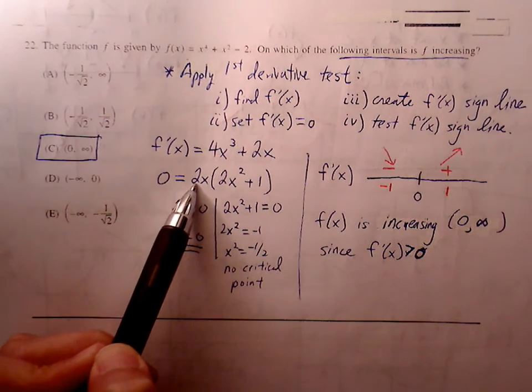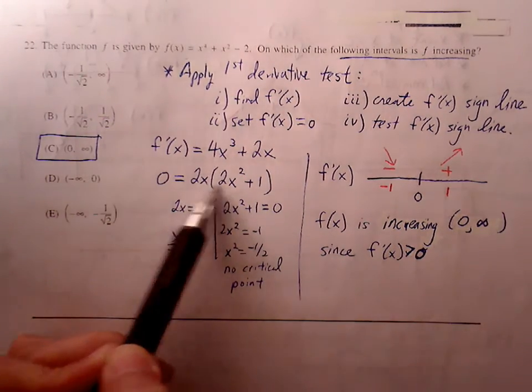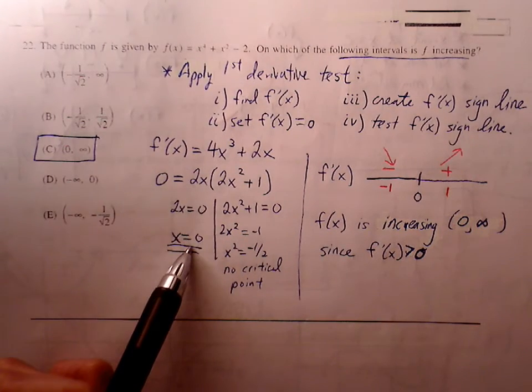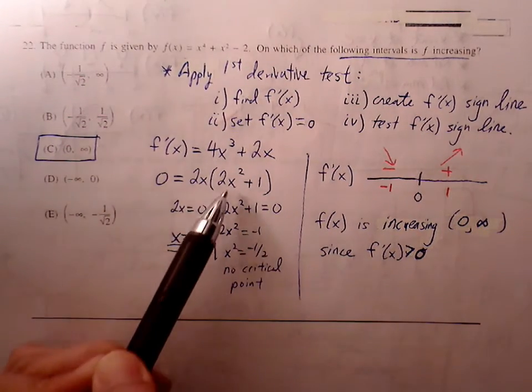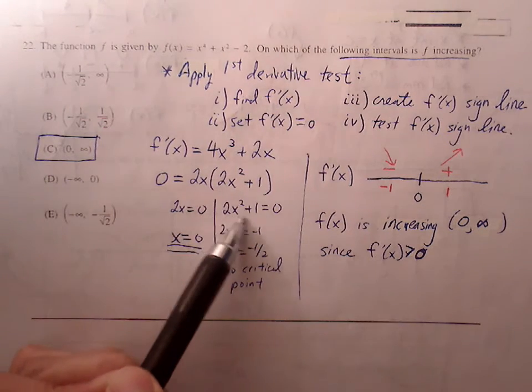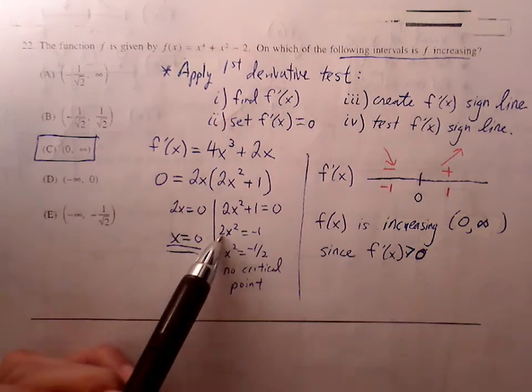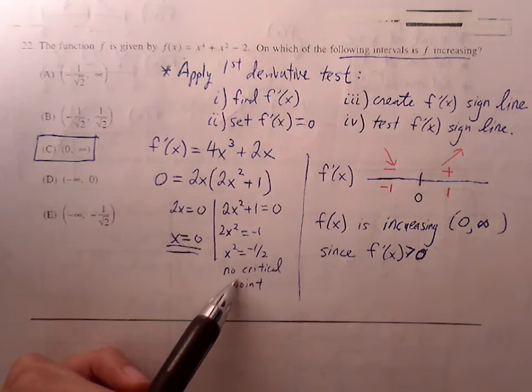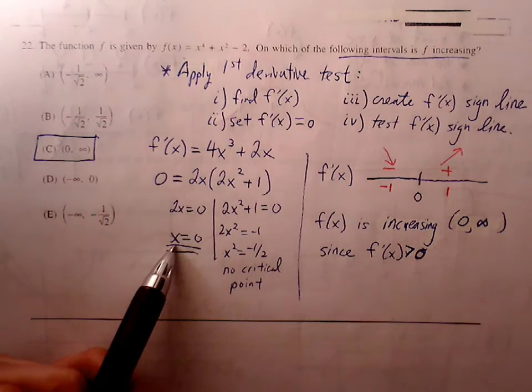We can factor our 2x out. Both of these are in factored form. We set 2x equal to 0, and that's going to result in x equals 0. We can set 2x squared plus 1 equal to 0. Subtract 1 from both sides, take the square root. But we're going to end up with an issue. We can't take the square root of a negative number, so no critical points, just that 0.